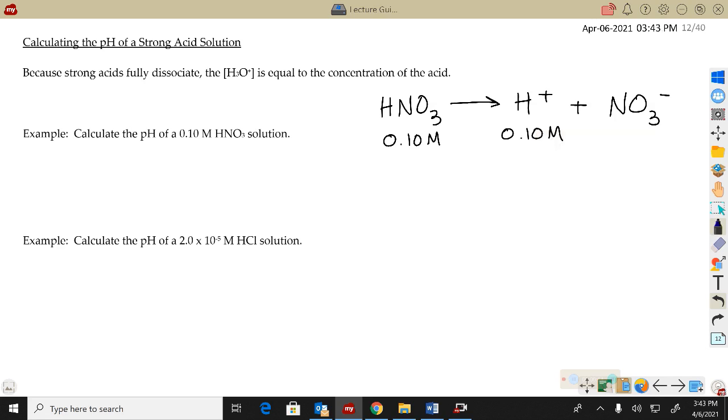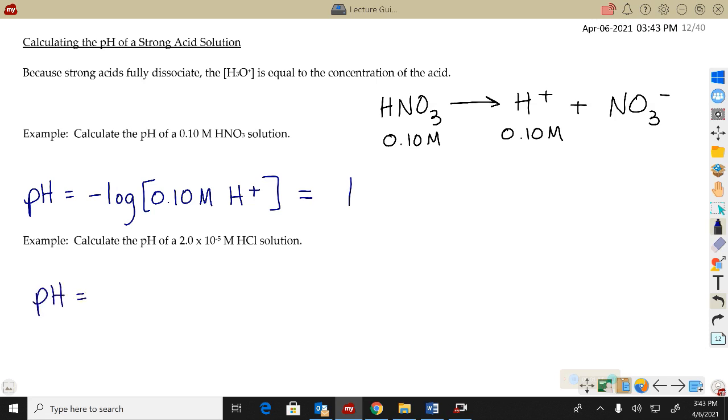So all I have to do to calculate pH is go opposite log of that 0.1 molar solution, because that would be the concentration of hydrogen. Plug it in my calculator, done deal. pH is 1. Same thing with HCl. These are probably two of the most common strong acids.